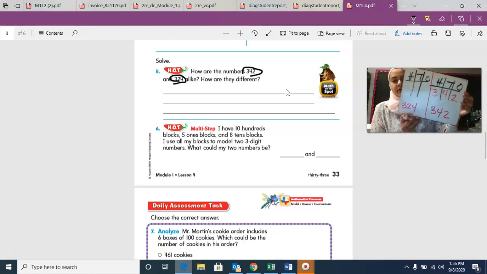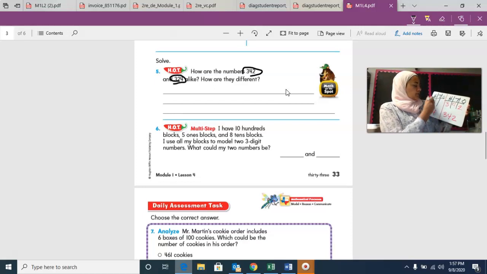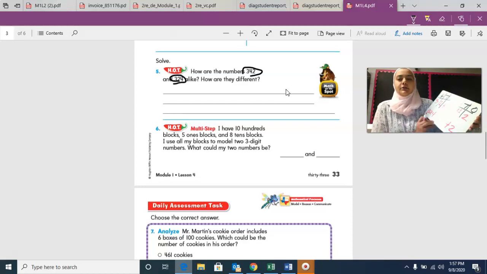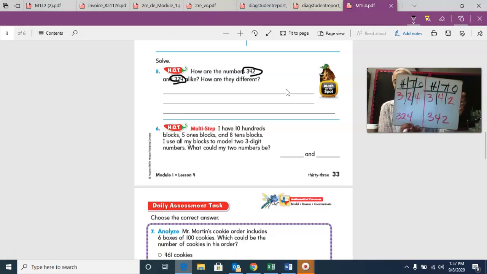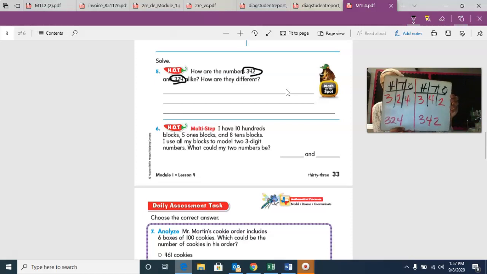Okay, what about the other number? We have 324, we have 3 hundreds, we have 2 tens, and we have 4 ones. They almost look like the same number if you're reading it fast, but it could be a big mistake, right? Because 342 is larger or greater than 324. So you have to make sure you're looking at it very carefully.